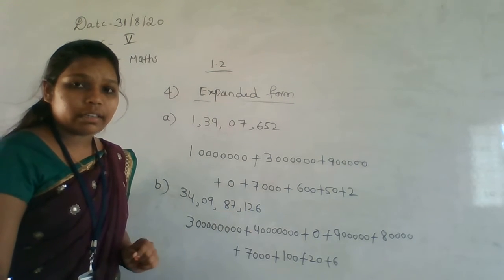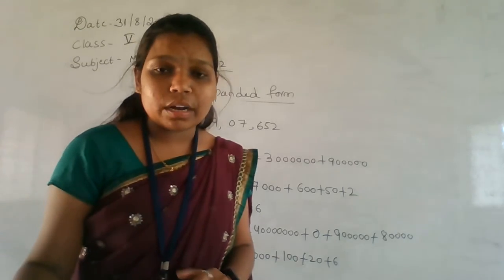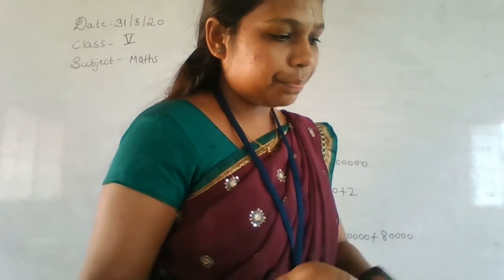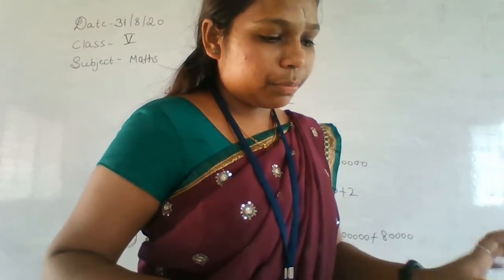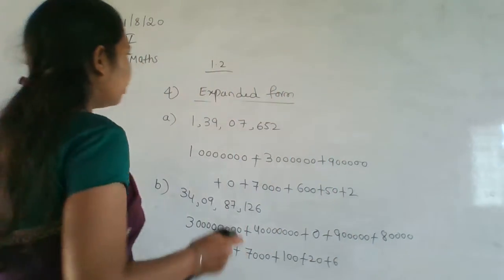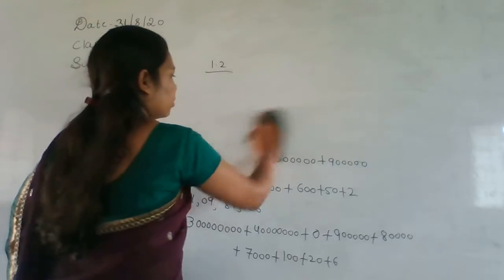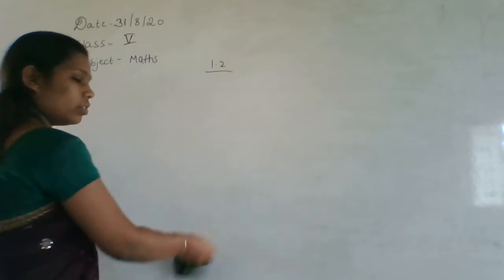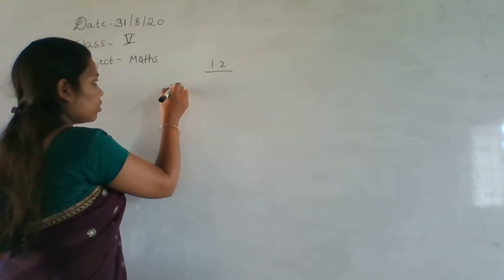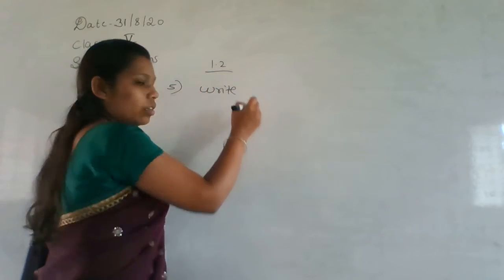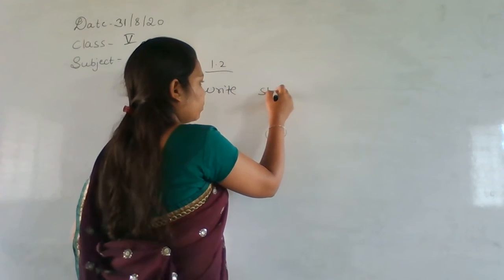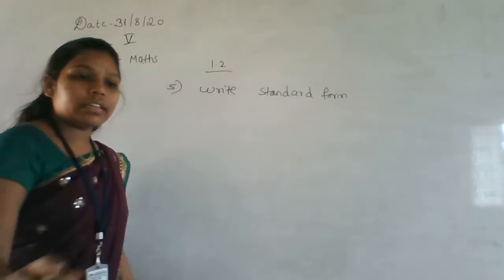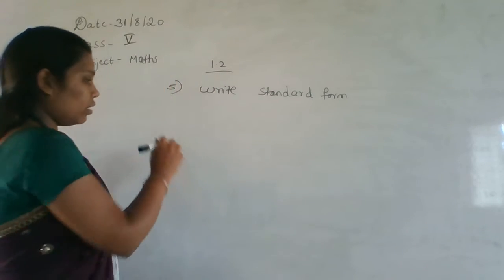This is the way we have to write. If they ask to write the expanded form of a number, then you have to write like this. Okay, we'll move to the next, the fifth question in 1.2, the fifth main. Write the standard form. You have to write the standard form here. First one they have given here, the 8th one.